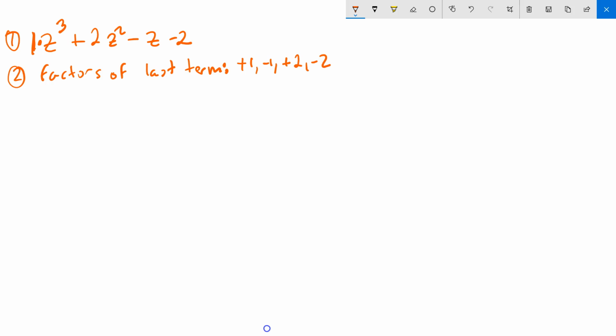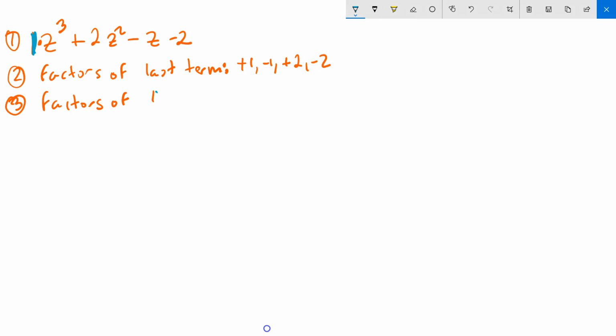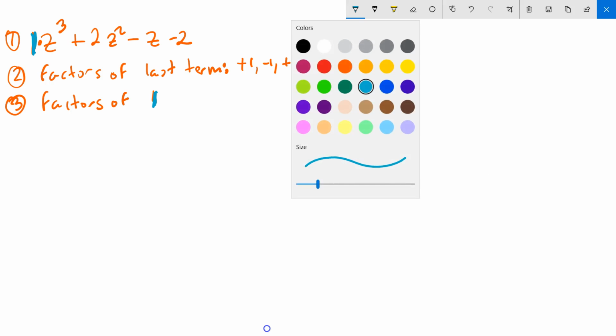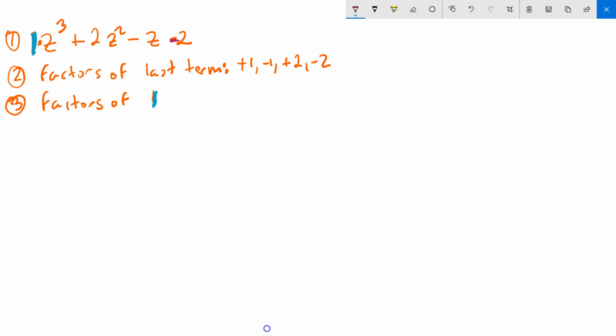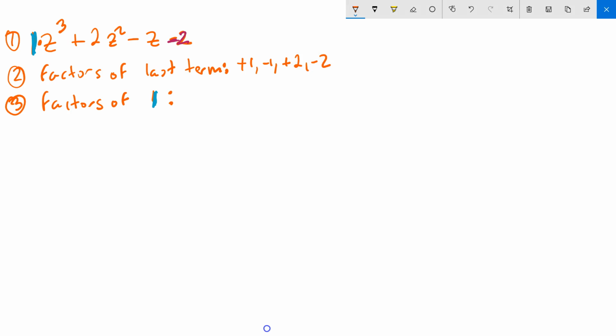Those are the factors of the last term because 1 can be divided into negative 2. Negative 1 can be divided into it. So can positive 2. So can negative 2. The factors of positive 1, that's this positive 1 from here. Let me grab a different color. The factors of that 1. And over here, remember, these were the factors of the last term, that means the negative 2. Alright, so with that in place, the factors of the blue one are basically positive 1 and negative 1.